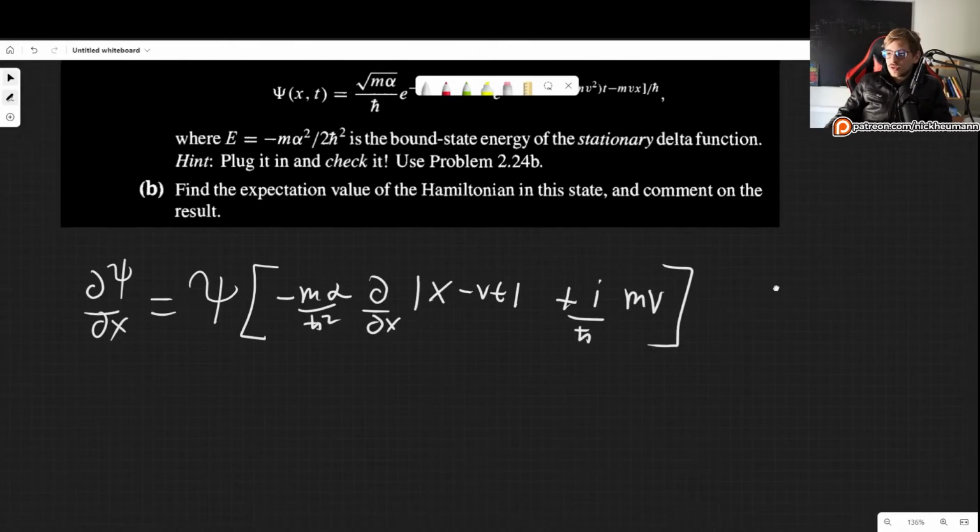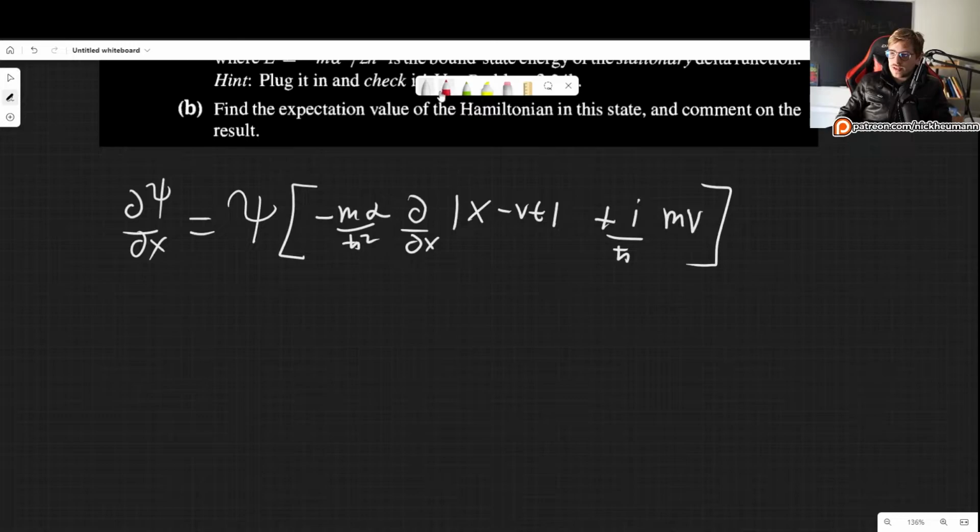Okay, so here once again we run into this little problem. We have the absolute value of x minus vt. So now we need to find this derivative. It is no longer the derivative with respect to time, but now with respect to x. But the logic will be exactly the same. So let's go for both cases.